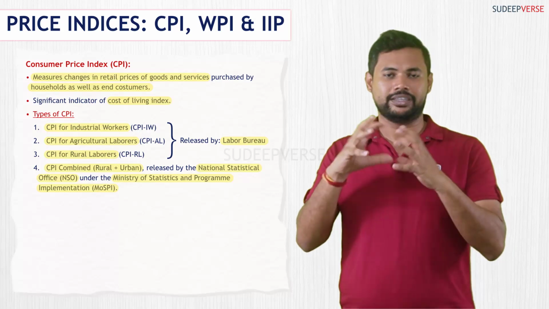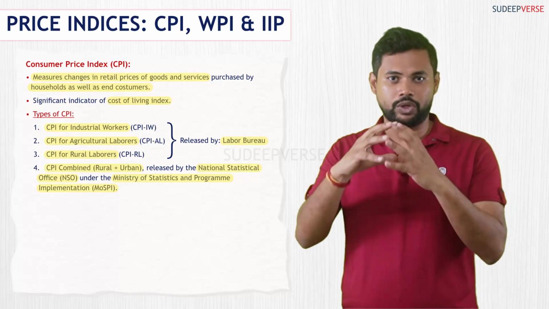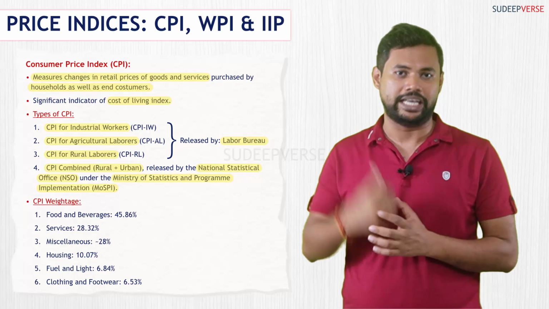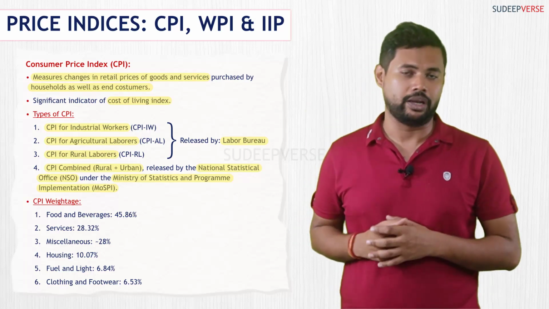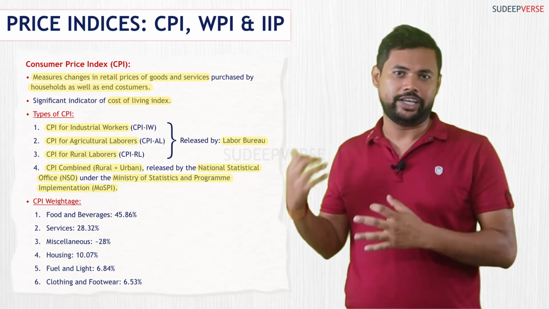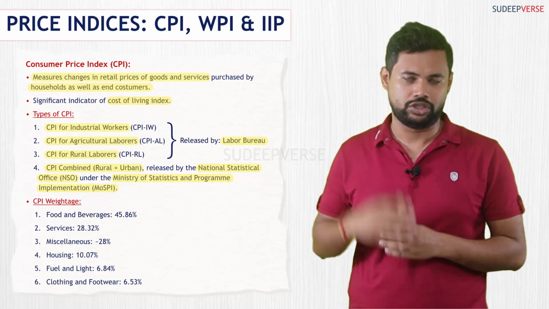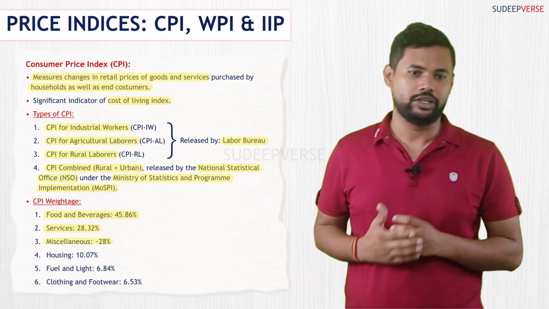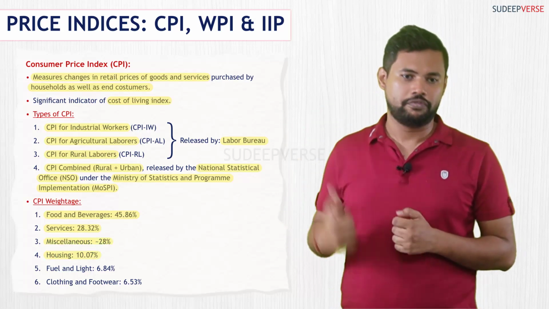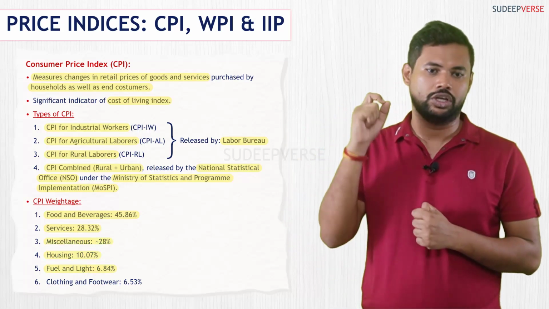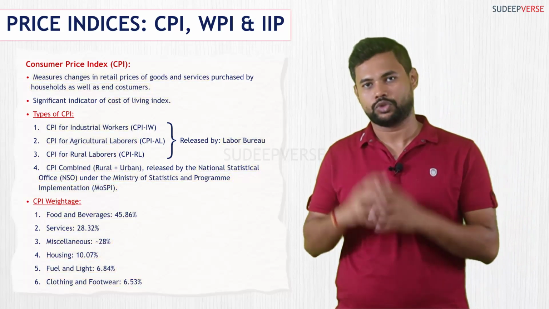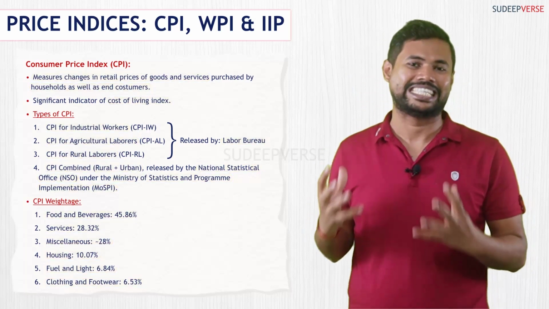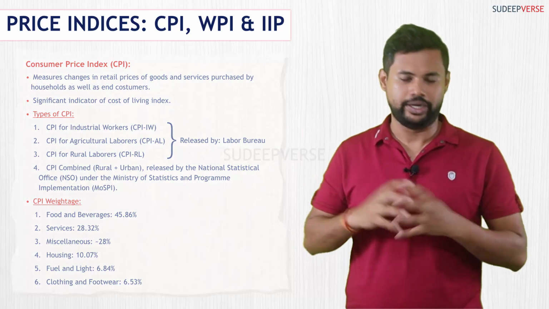Now, this is how the weightage inside the Consumer Price Index is distributed. The weightage is again important, so understand this. The weightage goes in this order. The first is food and beverage. The second is services. The third is miscellaneous. The fourth is housing. The fifth is fuel and light. And the sixth is clothing and footwear. So I hope you understood what is CPI or Consumer Price Index.